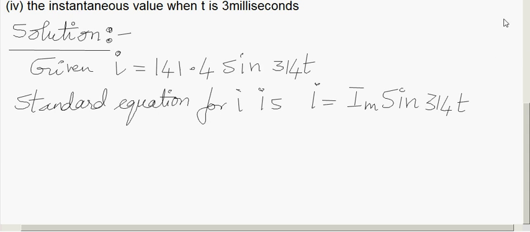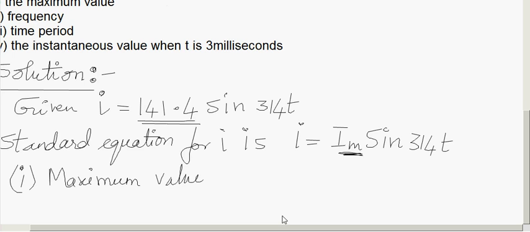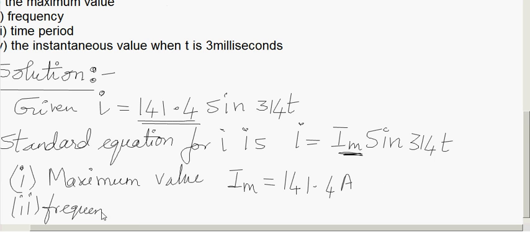Now what is the first question to find out? The maximum value. So compare these two equations. Question number 1, maximum value. In the standard equation, Im is the maximum value. So in the given equation, it is 141.4. Therefore, maximum value Im is 141.4 amperes. Now second one, frequency. The standard equation for i is Im sin omega t, so omega is 314 here.